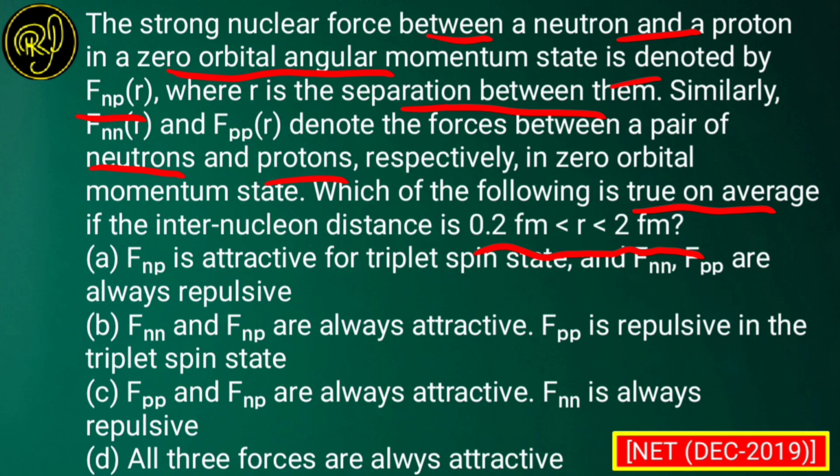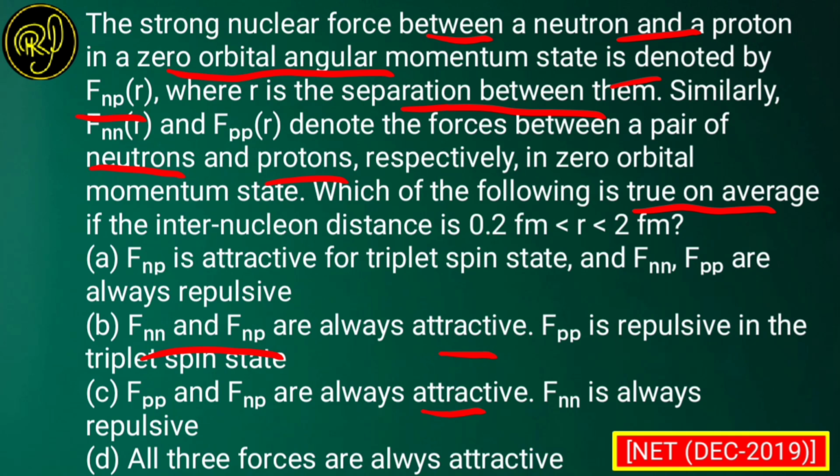Okay, your options are: first option, Fnp is attractive for triplet spin state, Fnn and Fpp are always repulsive. Your second option, Fnn and Fnp are always attractive and Fpp is repulsive in the triplet spin state. Your third option, Fpp and Fnp are always attractive and Fnn is always repulsive. And your last option is all three forces are always attractive.